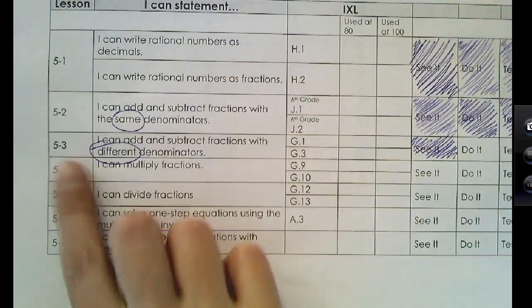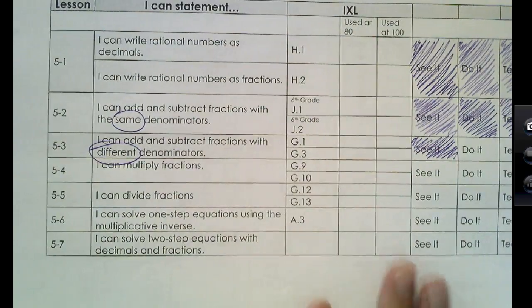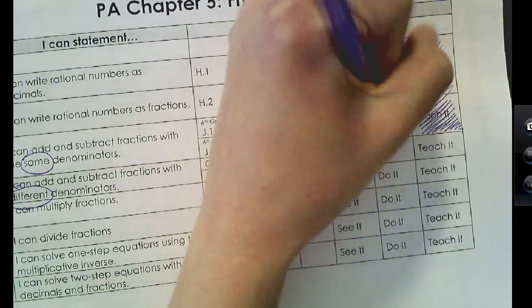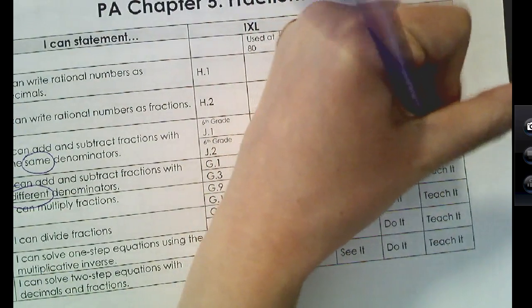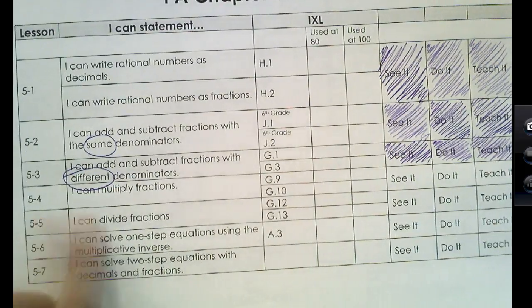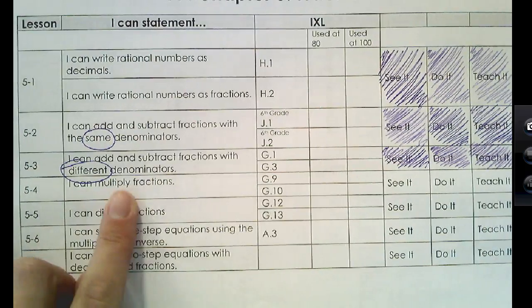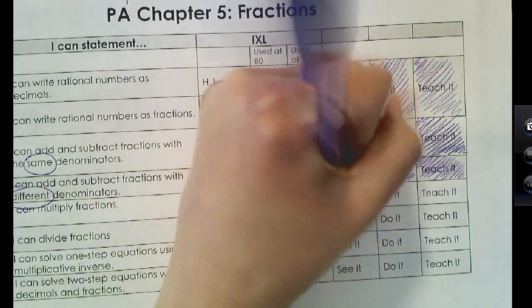So in your notes, you're self-reflecting on 5-3. How did you feel about adding and subtracting fractions with different denominators? And today we're moving on to 5-4. And what are we going to be learning about today? Multiplying fractions. So today's lesson is all about multiplying fractions.